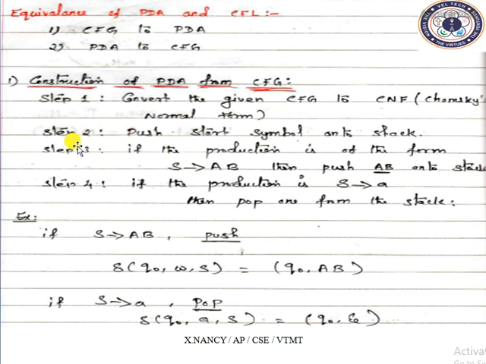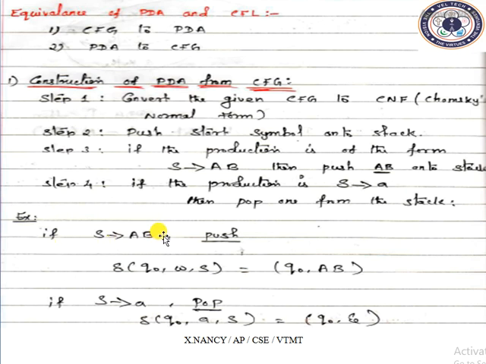Our second step is to push the start symbol into the stack. Our third step deals with the productions given in our CFG, whether the right hand side is a combination of non-terminals or a terminal. In step 3, if the production is of the form S produces AB, which says that our start symbol is going to produce a combination of non-terminals, then we need to push this AB onto the stack. Whereas in step 4, if you have a terminal at the right end, we are going to pop it out from the stack. For making it more clear, here is an example.